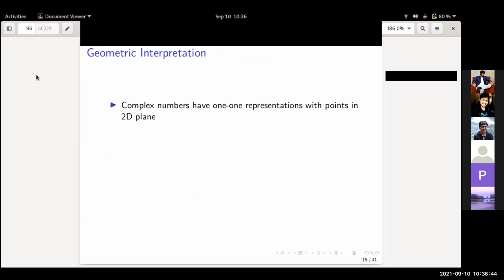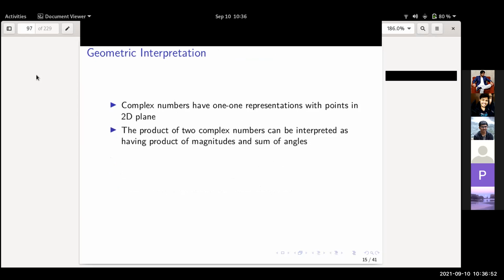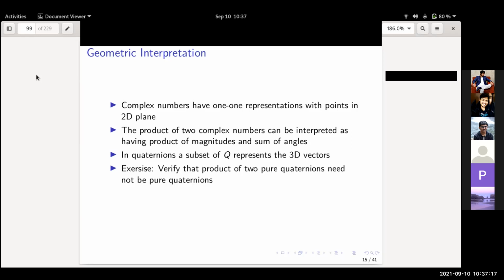Complex numbers have a one-to-one representation with points in the 2D plane. That is, every complex number can be associated with a point in the 2D plane. Therefore, the product of two complex numbers is again a complex number, again a vector in the 2D plane. So that issue is not there. However, our difficulty is that the pure quaternions are a subset of the bigger set Q. If you multiply two pure quaternions, will you get a pure quaternion?